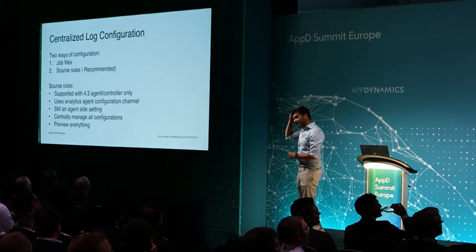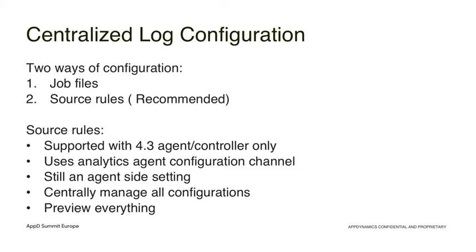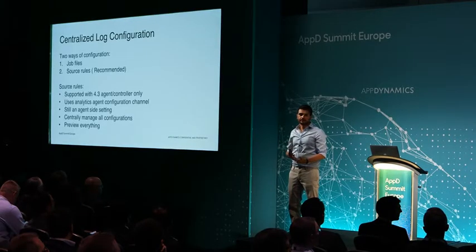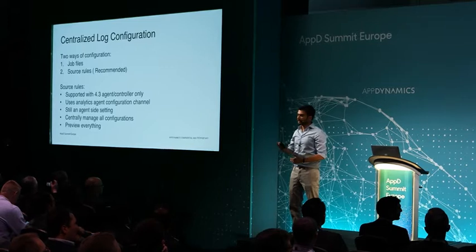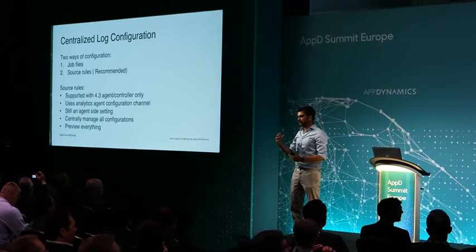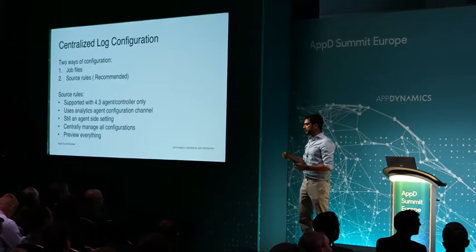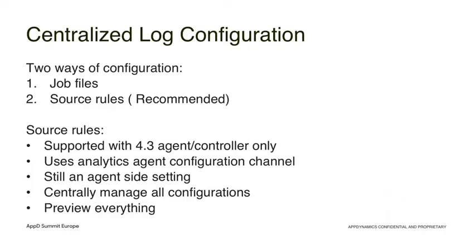And then one of the biggest pieces of investment that we made in 4.3 was in our log analytics module. We heard your feedback loud and clear that setting up job files to collect logs was hard. You had to go to each machine. You had to come up with a grok pattern that was extremely hard to begin with. So what we've done is we've introduced this concept of source rules. Now there's a central place in the controller UI where you can configure all your log sources from. And I'll, again, demo this with you.